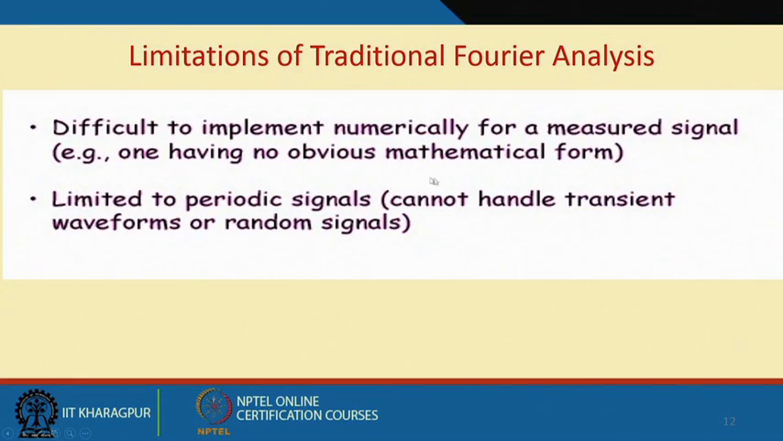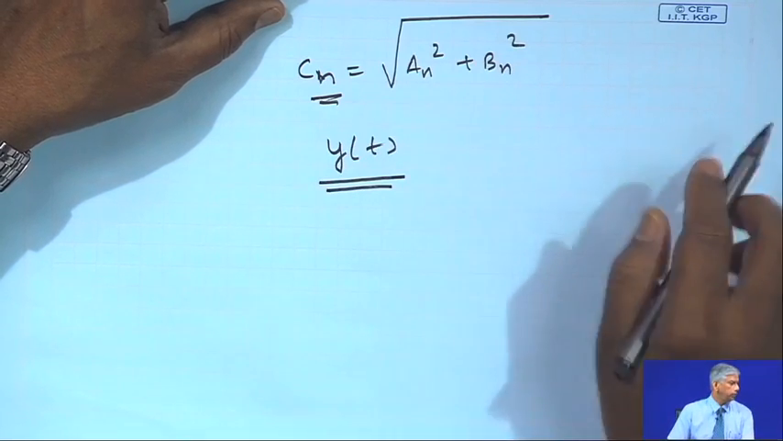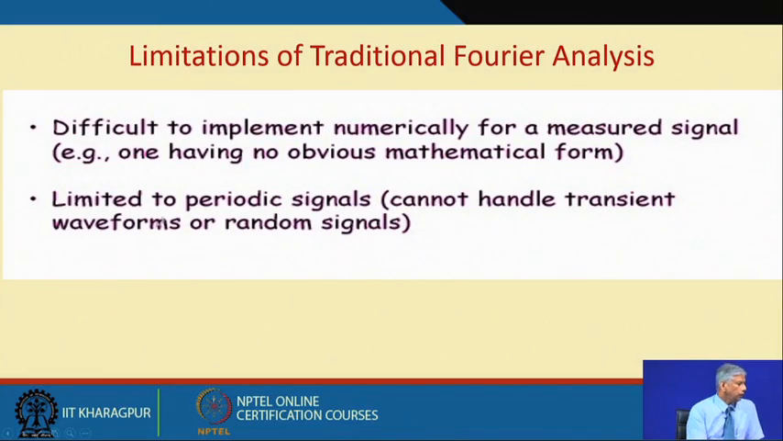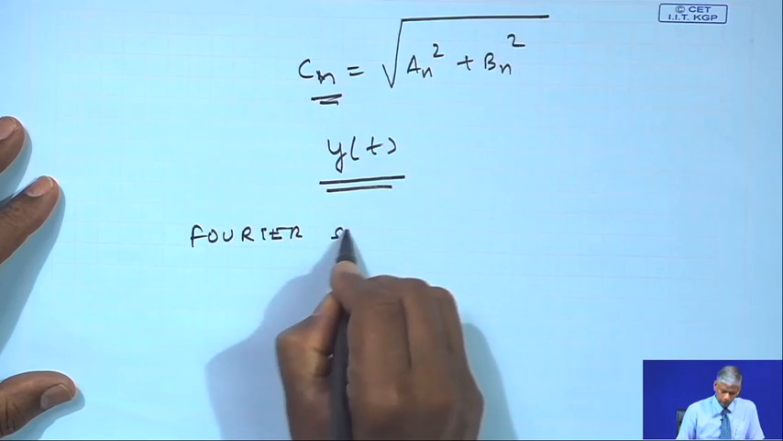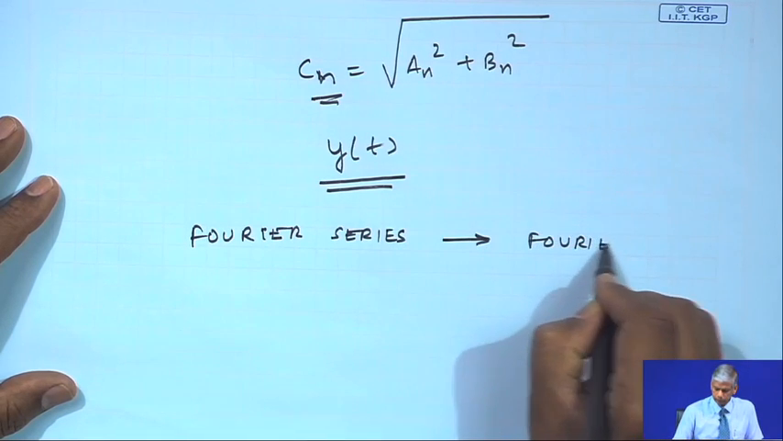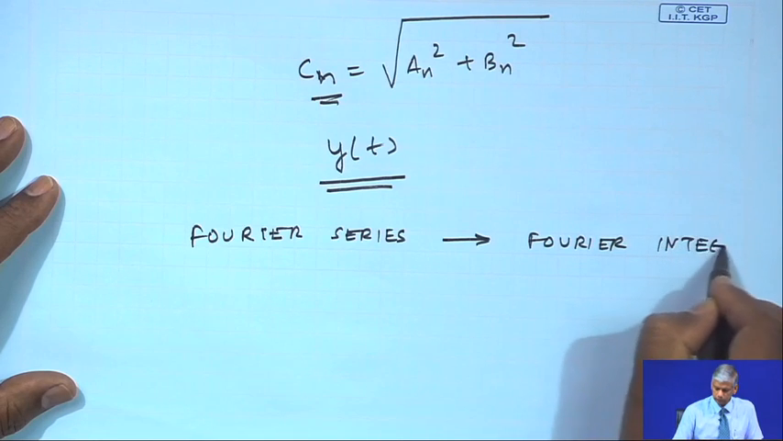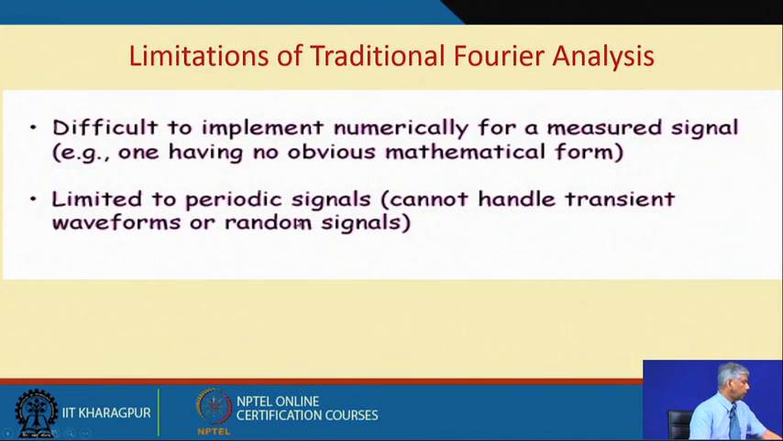But the problem with traditional Fourier analysis is that it is obviously difficult to implement numerically for a measured signal, one having no obvious mathematical form. Like I was telling you, I need to have the expression y(t) known to me, but this is not known to me, and this is limited to periodic signals. So, this Fourier series thus gives rise to what is known as a Fourier integral, which can be done for non-periodic signals like transients, random signals, etc.